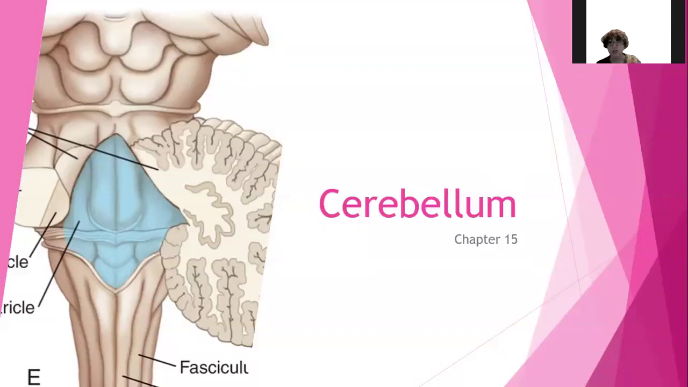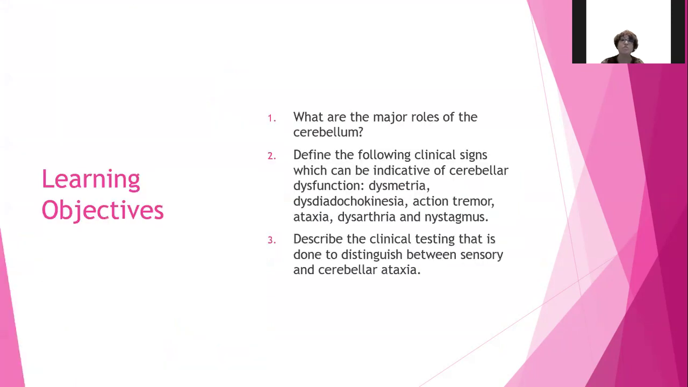All right, I'm going to attempt to do a whirlwind tour of the cerebellum. We're really going to focus very superficially on the chapter. We're not going to go into detail about anatomy or the different structures or the function of those different structures. Basically, we want to know what are the major roles of the cerebellum, and it can be summed up in a sentence or two. We're going to look at clinical signs that can be indicative of cerebellar dysfunction: dysmetria, dysdiadochokinesia, which is a great word, action tremor, ataxia, dysarthria, and nystagmus.